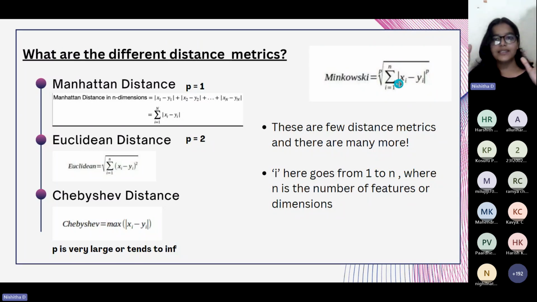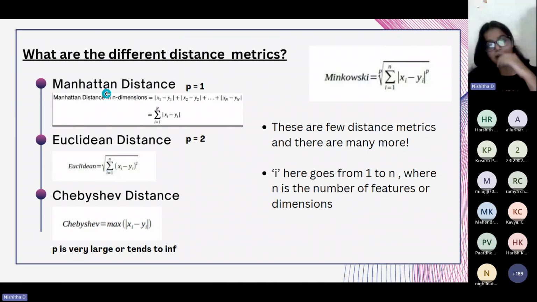Basically, it's just the absolute value along each dimension raised to the power p, summed along all dimensions, and then taken to the power 1 by p. That is the Minkowski distance, and depending on the value of p, there are different distance metrics. Clearly, you're most familiar with the Euclidean distance. When p is equal to 2, it's xi minus yi whole square, summed over each dimension, however many dimensions you have. That depends on the number of features you have.